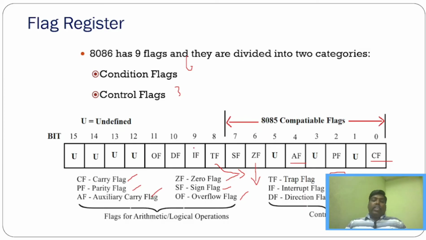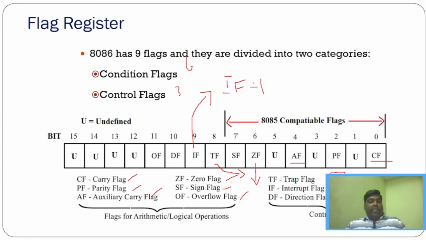And the interrupt flag, I already explained, whenever there is an interrupt, this flag will be enabled, and the interrupt will be served only if the interrupt flag is enabled, that is, IF is equal to 1. And the next one is the direction flag, which is used for string operations. Whenever there is a string operation, we use this particular flag. It represents the direction, that is, from higher memory to lower memory, or from lower memory to higher memory. Whenever the string operation goes from higher memory to lower memory, DF is equal to 1, and if it is from lower memory to higher memory, then DF is equal to 0.